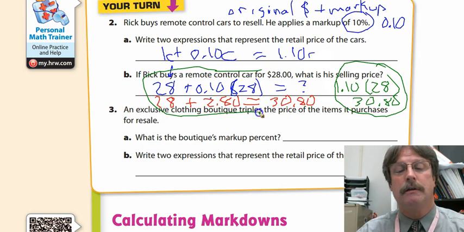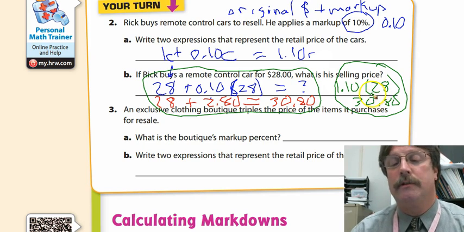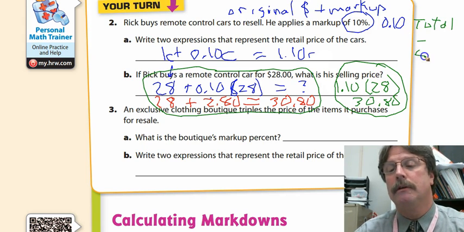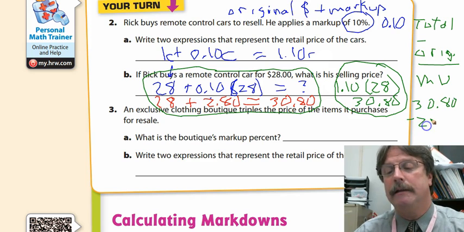Now, notice the difference here. The second expression only tells us the final cost. You can see the original cost, but you don't know what the markup is. So to find the markup, you're going to have to take the total minus the original, and then that's going to give us the markup, who's called MU. So you take the $30.80 minus the 28, and we should come up with the $2.80. So this is our markup.